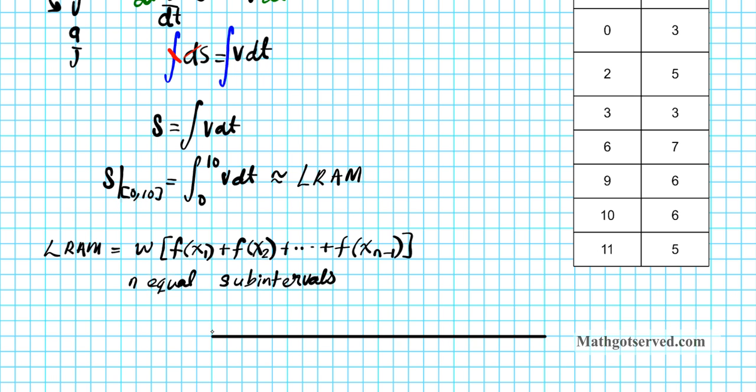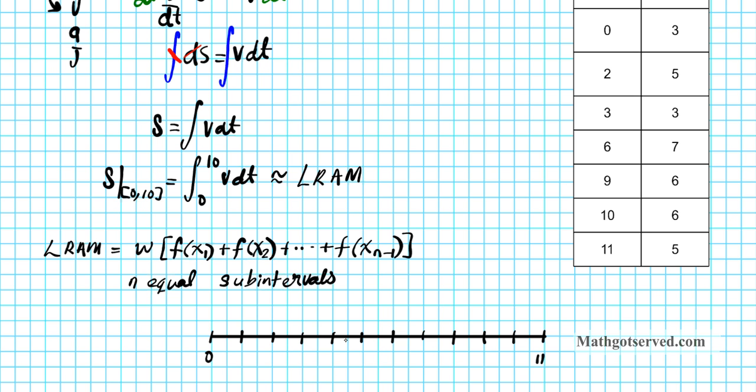So let's say this is 0. I'm going to use two boxes here, okay? 0, 1, 2, 3, 4, 5, 6, 7, 8, 9, 10, 11. All right, so that's 11. So let me take out some of these numbers here. Let me take out everything.